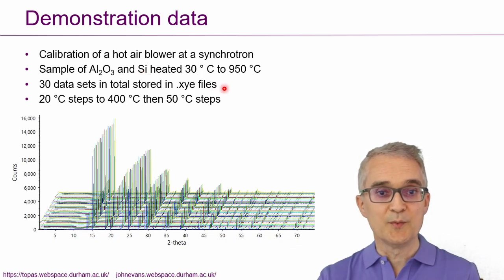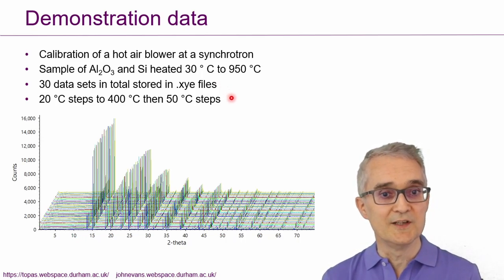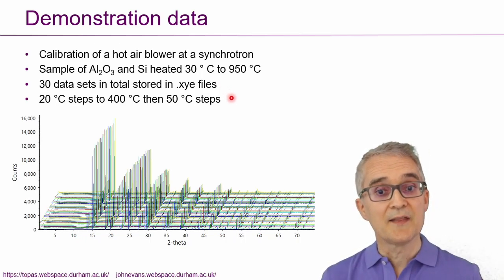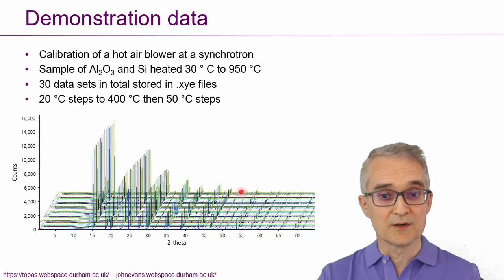So in the experiment we did, we had 30 individual data sets which are stored in XYE files. We actually warmed the sample from 20 degrees to 400 degrees in 20 degree steps. And then after that, we did 50 degree steps up to 950 degrees centigrade. So these are the 30 data sets that we're going to analyze at the bottom of the screen here.